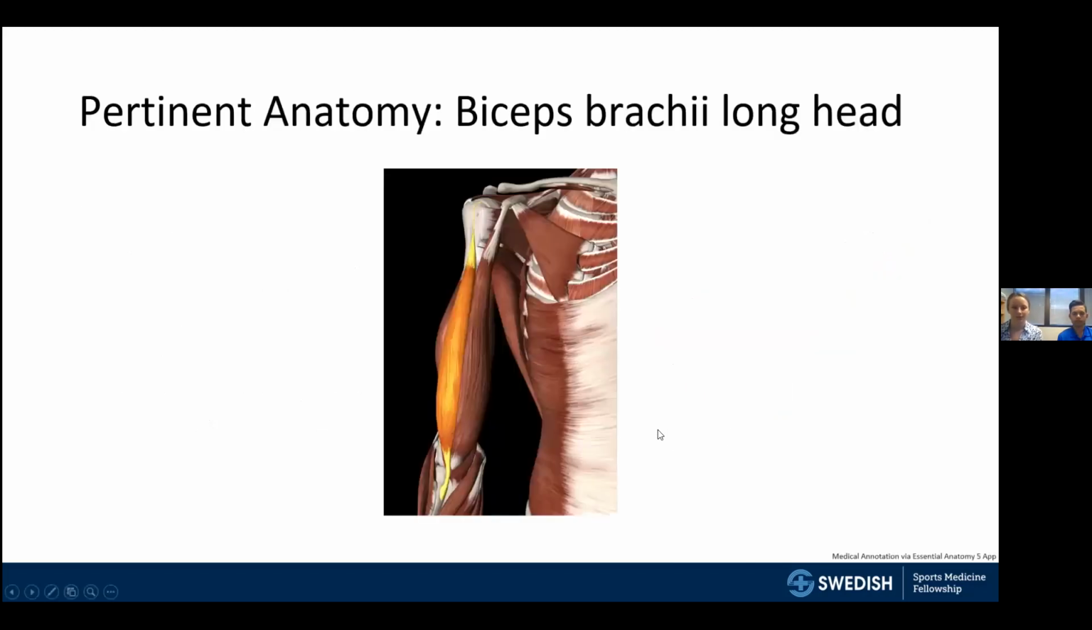Okay, so we'll start with a little bit of anatomy review. We're going to mainly focus on the biceps long head scan. The biceps long head starts at the supraglenoid tubercle of the scapula and inserts onto the radial tuberosity.